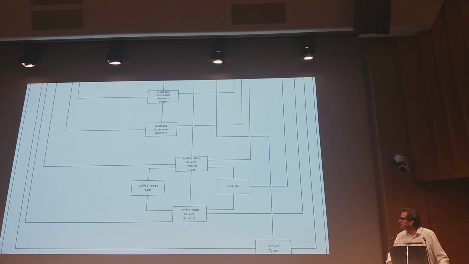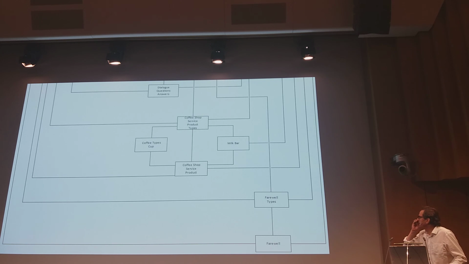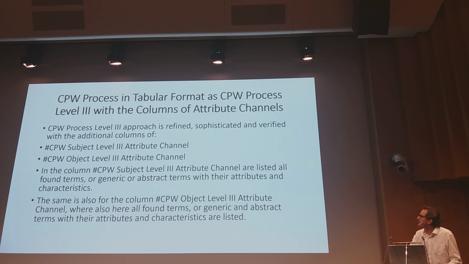And what I said again, only those relationships which are covered in this CPW subject-object context diagram are shown, because we have these relationships also in the process steps of the CPW process level 3. So we have the last one where we have farewell types and farewell. Then we are coming to the next one.